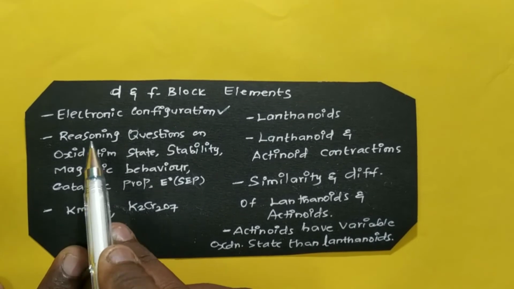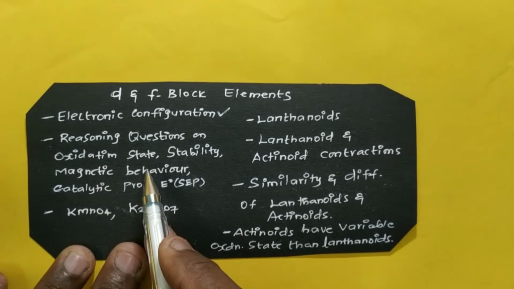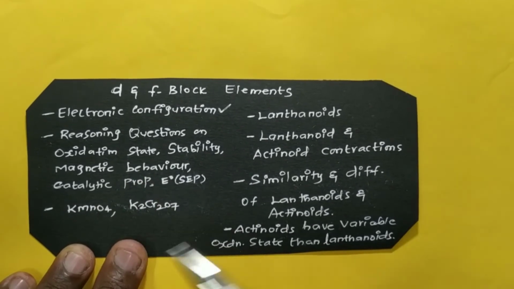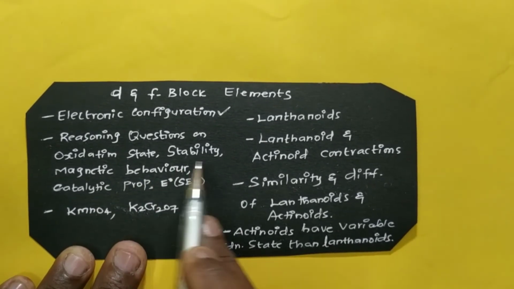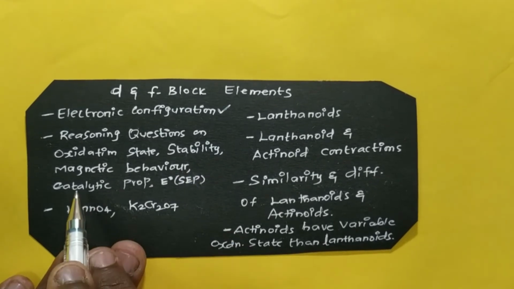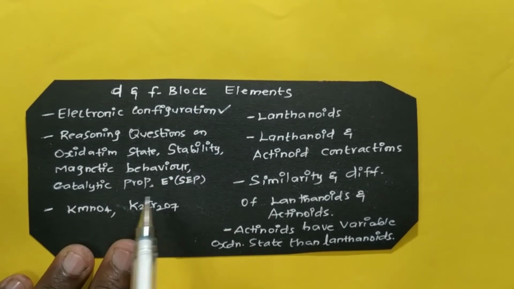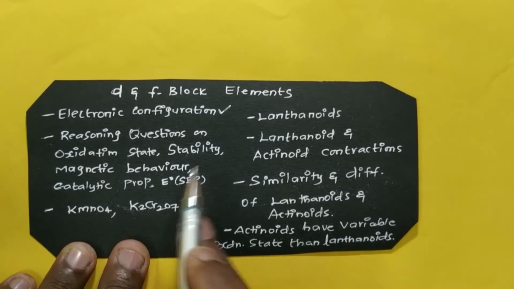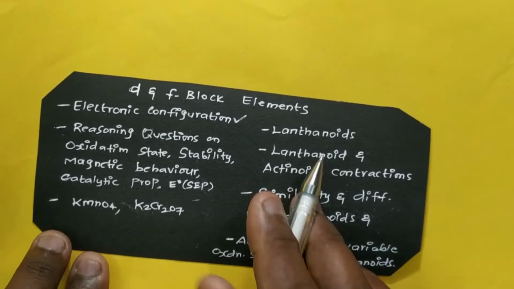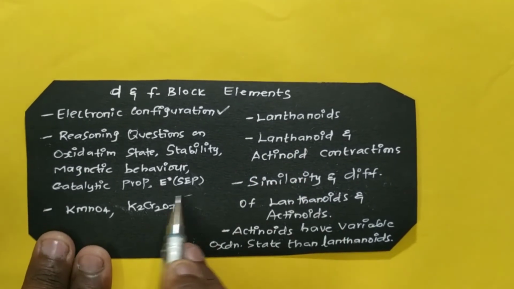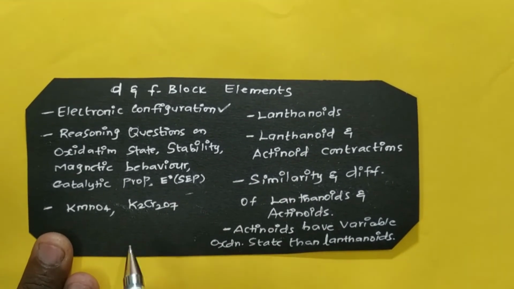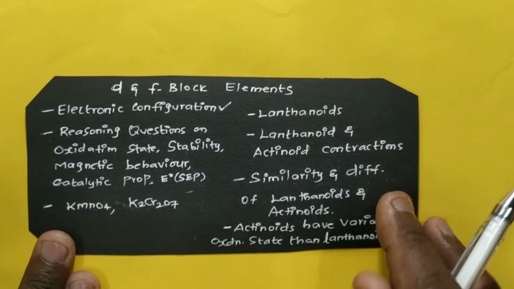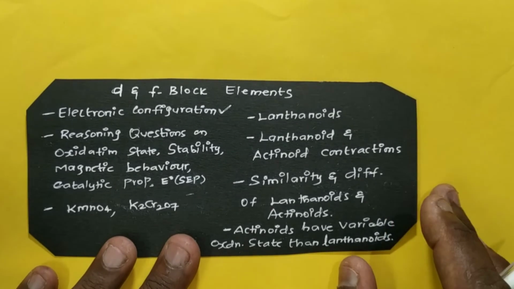And you may expect reasoning questions on oxidation state, the variable oxidation state, how the D block elements show variable oxidation states, and stability, how it is maintained, then magnetic behavior, catalytic properties, and standard electrode potential based problems from this area. The reasoning questions you may get from this area also. And the most important thing is you may expect the preparations of KMnO4 and potassium dichromate.